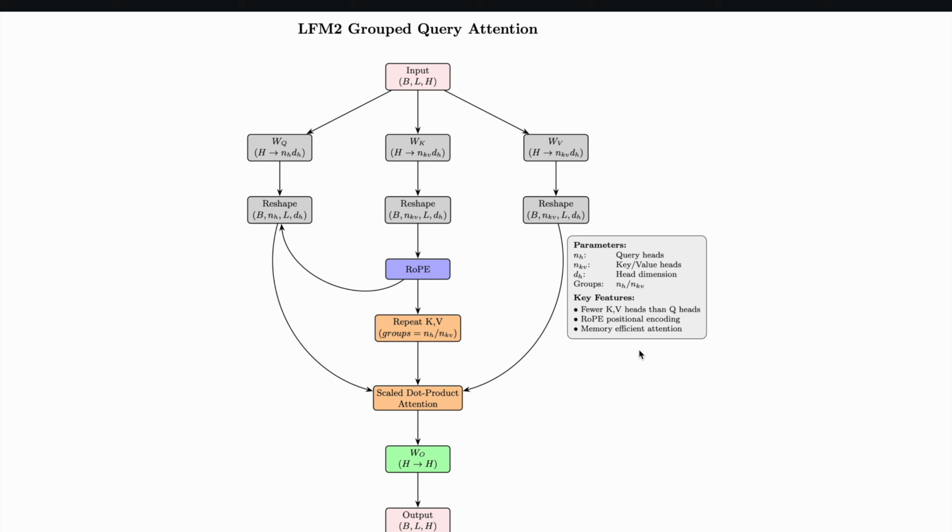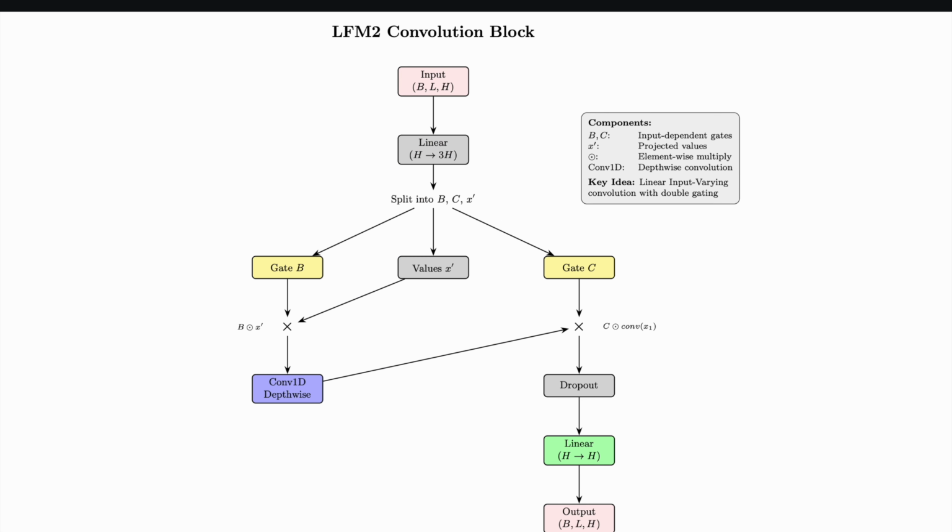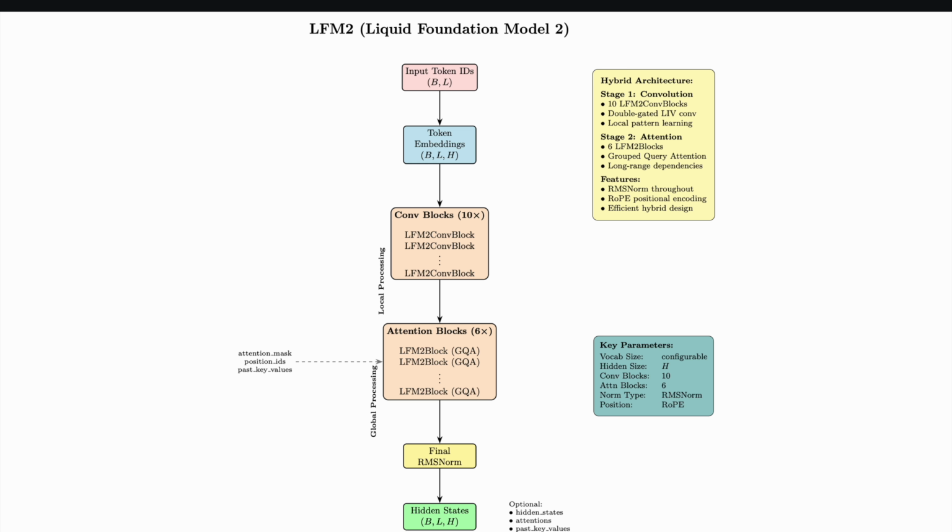I think I covered almost everything. Now let's go to the coding part and see. We're going to start from literally each of these blocks, go through each of them, and see how they look and how exactly you can define, design and code LFM2 from scratch.